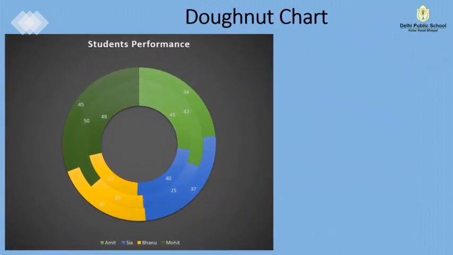This is a donut chart. Now, this chart shows the relationship of part to a whole. As you can see here, that all the marks of the students are there in 3 different concentric circles. So, it is basically a donut chart where all the data is represented in a form of concentric circles, or it is divided into different sectors in a shape of a donut.